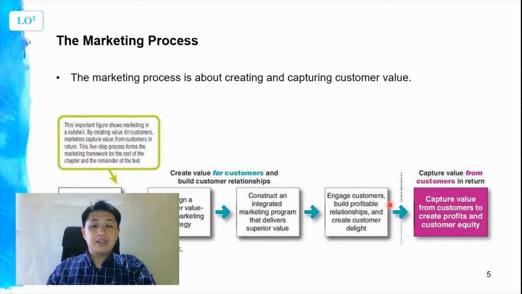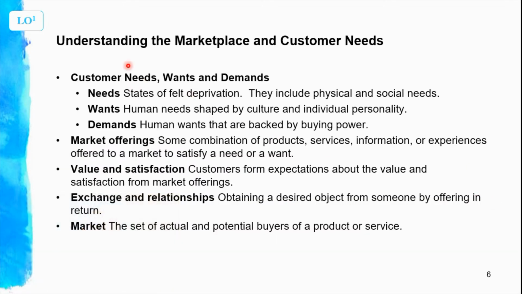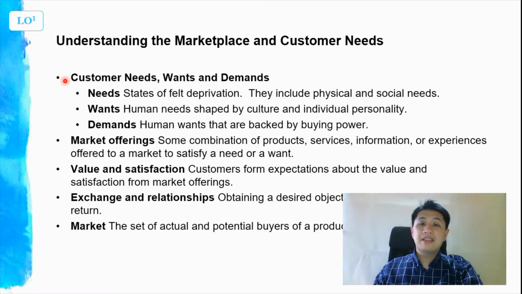And in terms of creating value itself, what's the aim? That is to capture value from customers in return. When we say capturing value from customers, this means creating profit and customer equity, the dollars and cents they will receive from the customer from the purchases. To understand marketing, we need to understand the marketplace and customer needs. With that, we look at the 5 concepts with regards to the marketplace, starting with customer needs, wants, and demands.